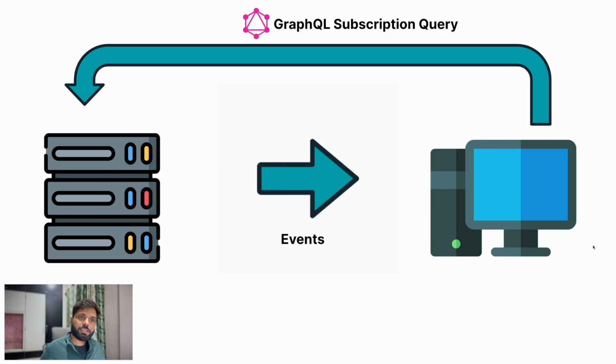But in this case, a client will send a GraphQL subscription query for a certain event or for certain data. And whenever that data is updated or whenever that event occurs, the server will send the data to the client. This is not just a one-time thing, but whenever that particular event occurs, or whenever that data is updated, the server will send the response back to the client.